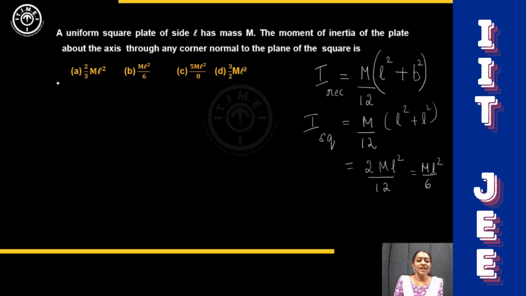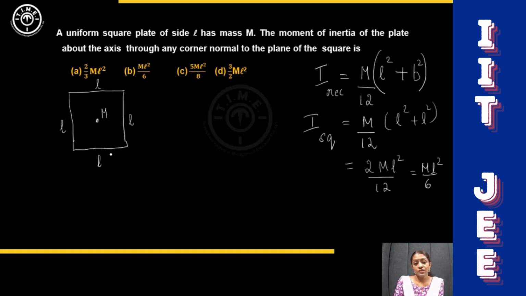Now, let us come back to the question. Here we are considering a square. Let us draw a square. The square is having mass m, which is concentrated at its center, and let us consider L as the length of the square plate.